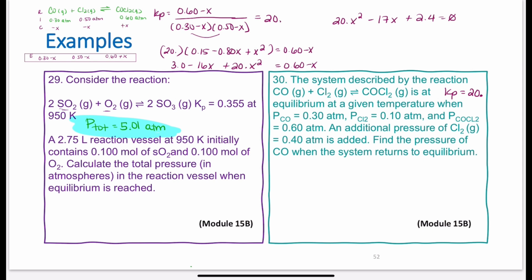Solve that quadratic, and I get two x values. I get 0.67 and 0.18. Only one of these is valid. This is too big. I can't subtract something bigger than I'm starting with. So this is my valid answer. This is the only valid one.